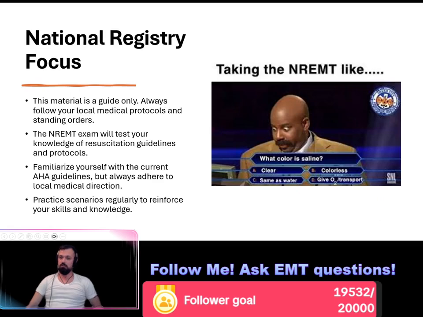Okay. Here we go. Make sure what color is saline, clear, same as water, colorless, or give O2 in transport. I like this one. I've seen this one plenty of times in the past 13 years. So make sure you pay attention to what the question is asking you if you're taking registry. For your paramedic coming up there, B-Town, read the question carefully, understand all the choices, understand what it's asking you, and make sure you know that registry is going off AHA guidelines.